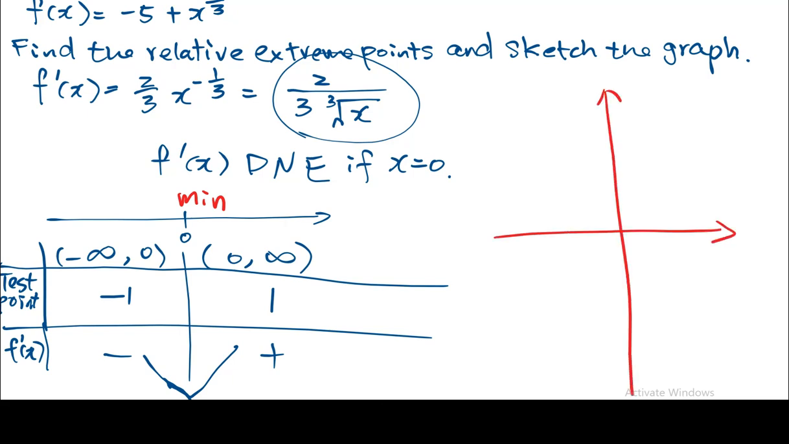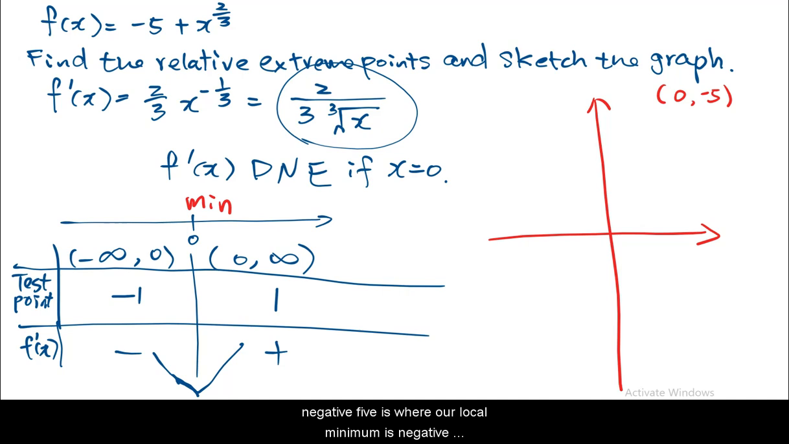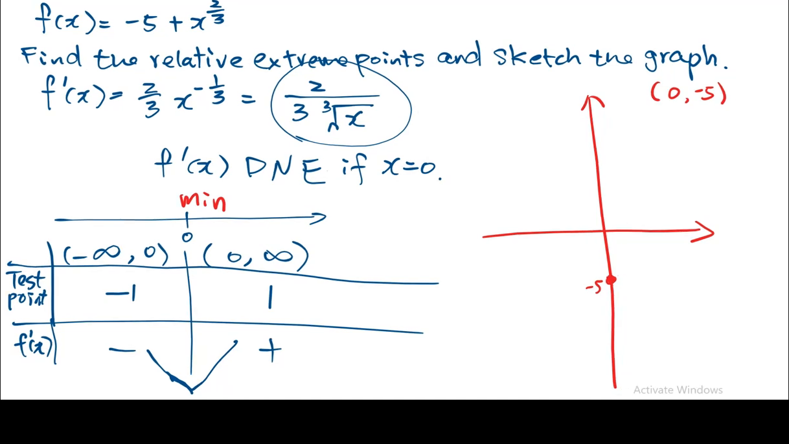Sketch the graph here. Where is this critical point? That is at 0. Plug into the original function. That's 0, -5. Okay, 0, -5 is where our local minimum is. Let's say it's here. And your graph is decreasing on the left of 0 and increasing on the right of 0. This is roughly how your graph looks.